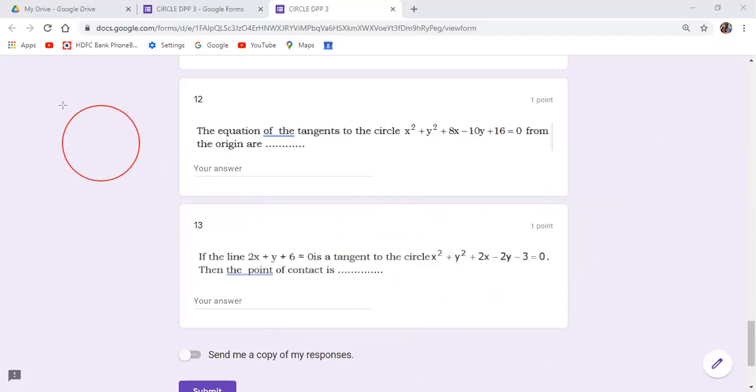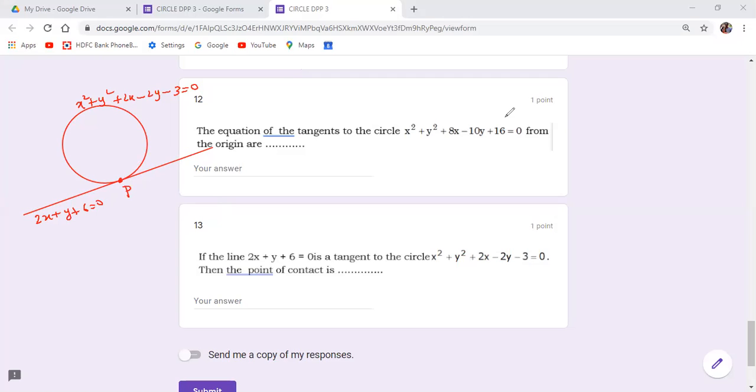Here is a circle whose equation is x squared plus y squared plus 2x minus 2y minus 3 equals 0. Here is a tangent. Equation of this tangent is 2x plus y plus 6 equals 0. You are asked to find what is this coordinate. Tell me the method. How to find the coordinate of P?